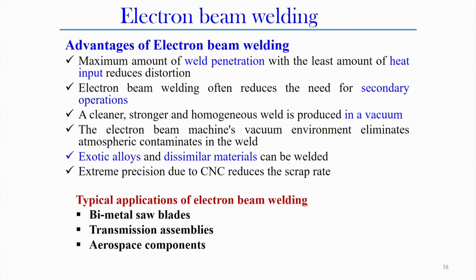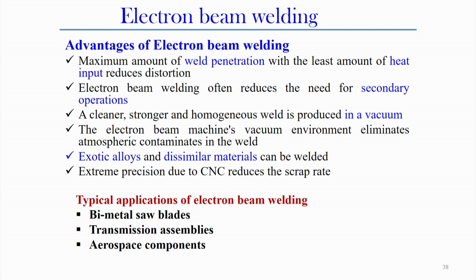The second point is that electron beam welding may not always require secondary operations. Secondary operation means removing the contaminated surface of the weld joints, and that is not required in the case of electron beam, because electron beam can produce a very clean, homogeneous structure in a vacuum. Since this vacuum environment eliminates any atmospheric contamination in the weld, that is the biggest advantage of the electron beam welding process.